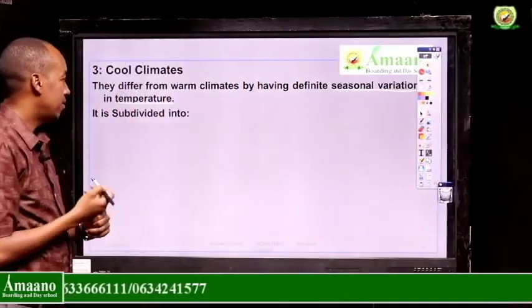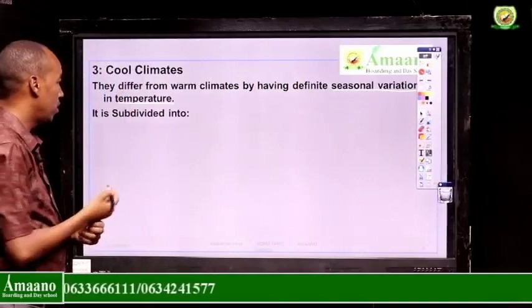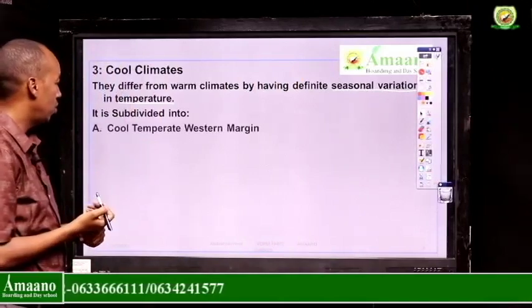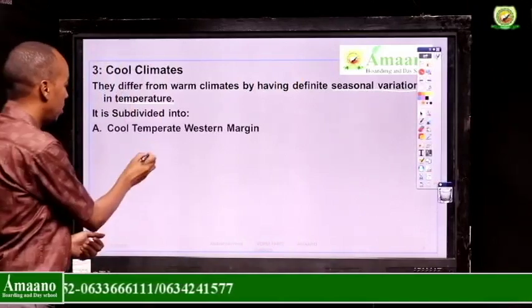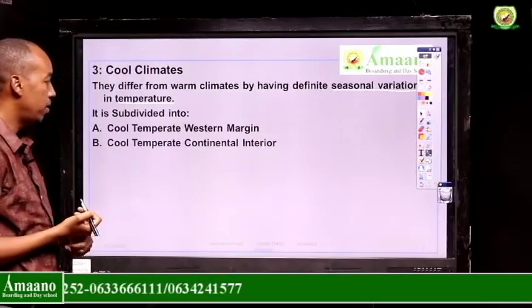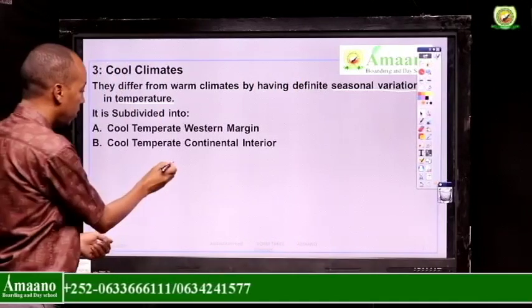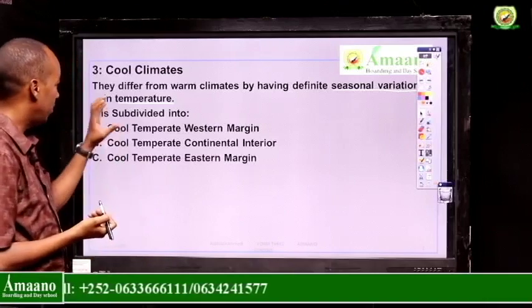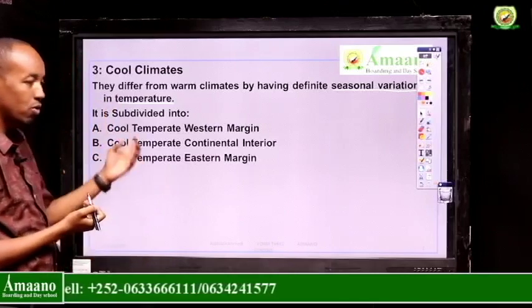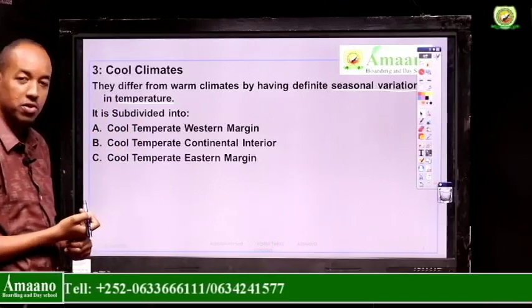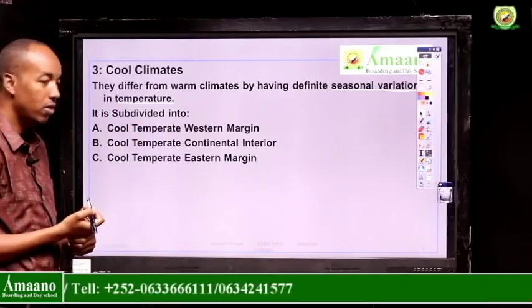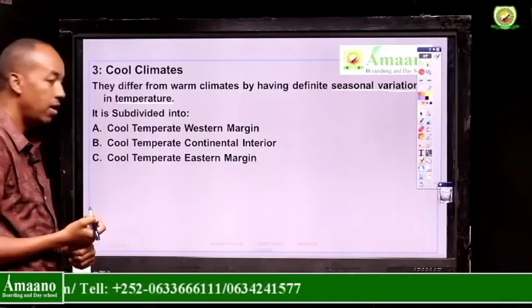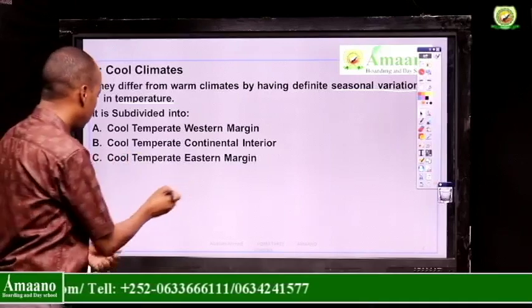The cool climate is subdivided into the following categories. The first one is called cool temperate western margin. The second one is called cool temperate continental interior. And the third one is called cool temperate eastern margin. So these are the different climatic regions of the cool climate: cool temperate western margin, cool temperate continental interior, and at the same time cool temperate eastern margin.